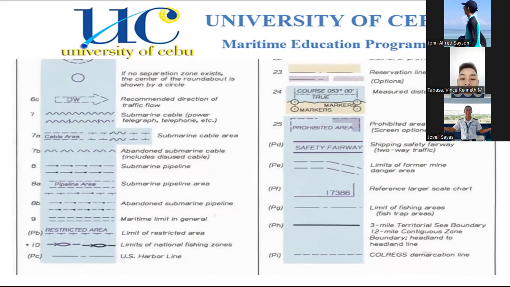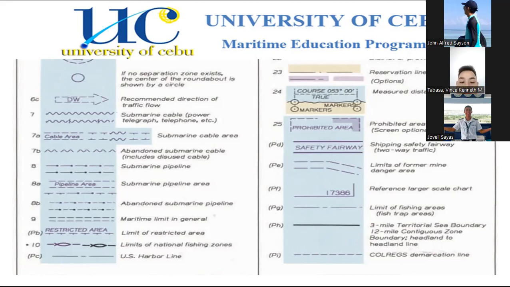6C. If no separation zone exists, the center of the roundabout is shown by a circle. 6C, recommended direction of traffic flow. 7, submarine cable or power, telegraph, telephone, and etc. 7A, submarine cable area. 7B, abandoned submarine cable, or includes disused cable. 8, submarine pipeline. 8A, submarine pipeline area. 8B, abandoned submarine pipeline.